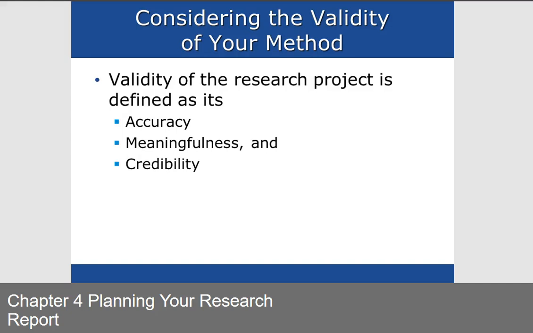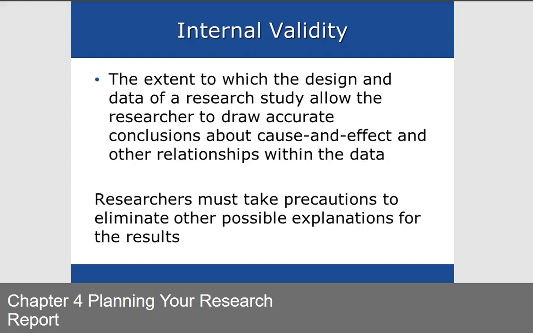Next, we want to identify the validity of our study. Validity basically refers to accuracy. Are our findings meaningful? Are they credible? And there are different types of validity. One type of validity is internal validity. This is the extent to which the design of a research study allows the researcher to draw accurate conclusions about cause and effect. So this type of validity, internal validity, is specific to experimental research design.